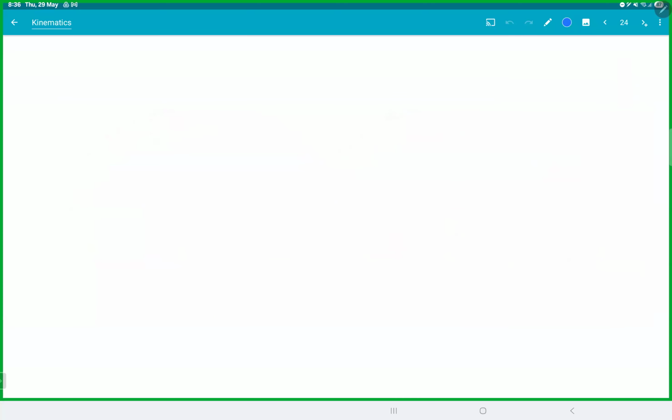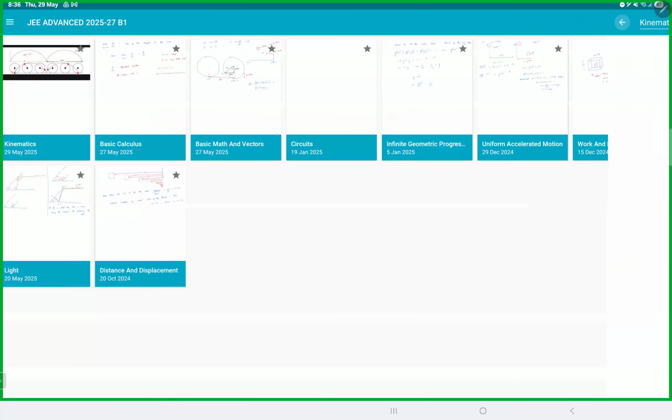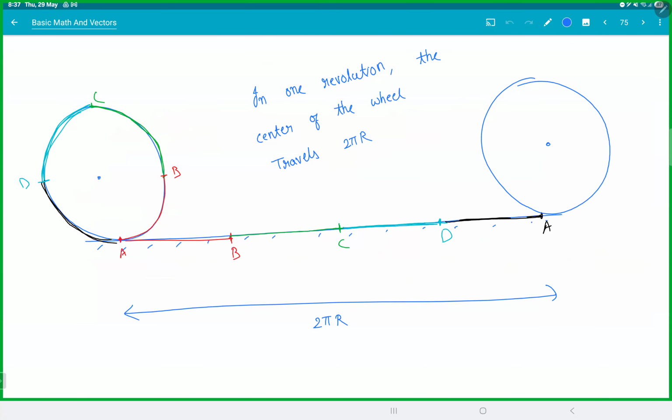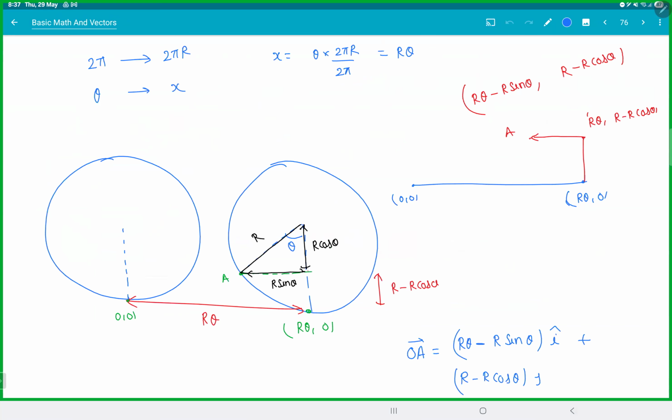Let's see. The first concept is, you should definitely refer this. This is the first concept you need to know. Whenever a wheel rotates, if you complete one revolution on the floor, the center of the wheel will travel a distance of 2 pi r. Is this clear? So when you roll a wheel on a floor in one revolution, the center of the wheel will travel 2 pi r. And then look at the coordinates what we did. If the wheel rotates by theta, then the center of the wheel will travel a distance of r theta. Isn't it? For 2 pi angle, you will travel 2 pi r. For theta angle, you will travel r theta.